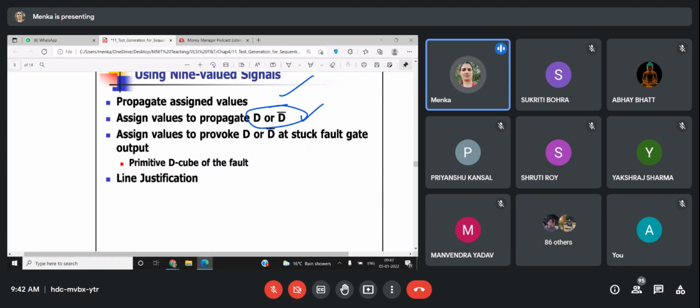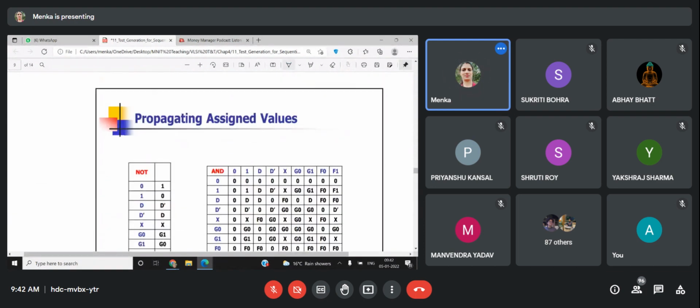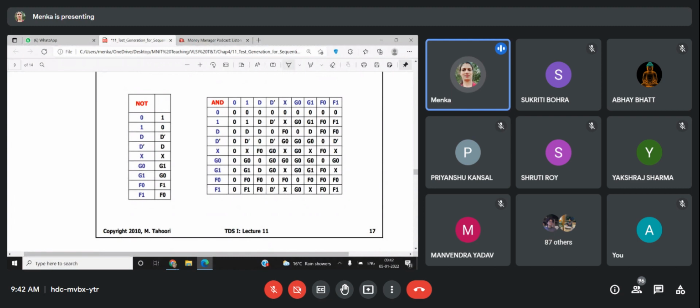So here also the main objective is to propagate D or D dash to the output. Assign values to provoke D or D dash at stuck fault gate output. And then you will be doing the line justification, decision making, line justification, as usual we have done in D algorithm. So these are the logical operations. The first one is the NOT operation. NOT of 0 का NOT क्या होगा? 1, 1, 0, D, D dash, D dash, D, and X will remain X.